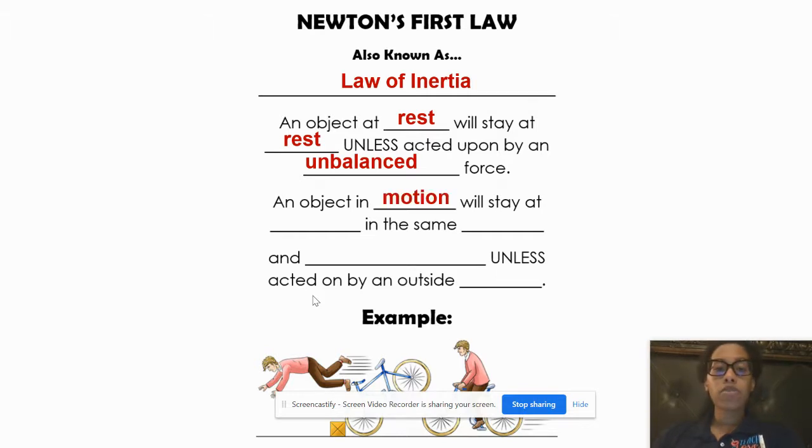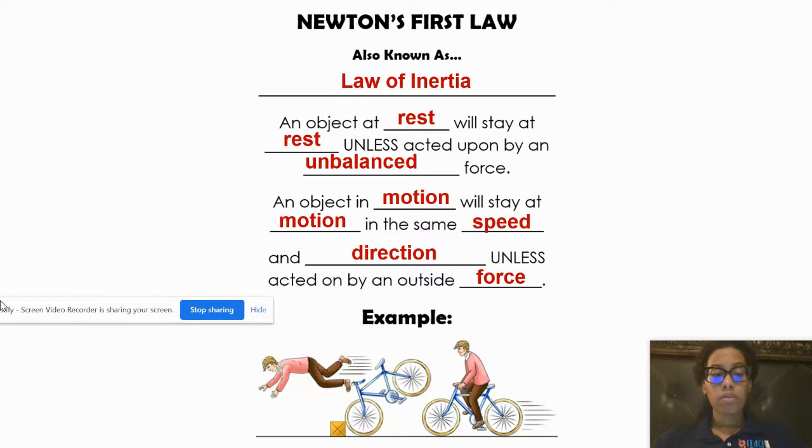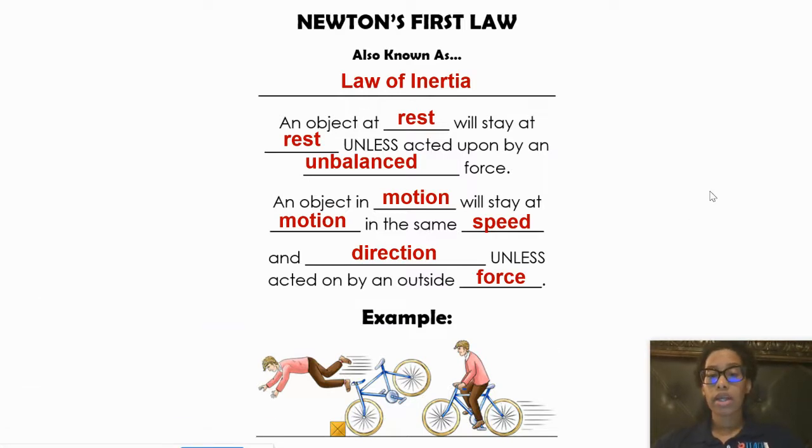An object in motion will stay in motion at the same speed and direction unless acted on by an outside force. I'm going to move this as far as I can. All right. So this is just a fancy way of saying objects want to keep doing whatever they're doing. So now I'm going to go ahead and fill in.